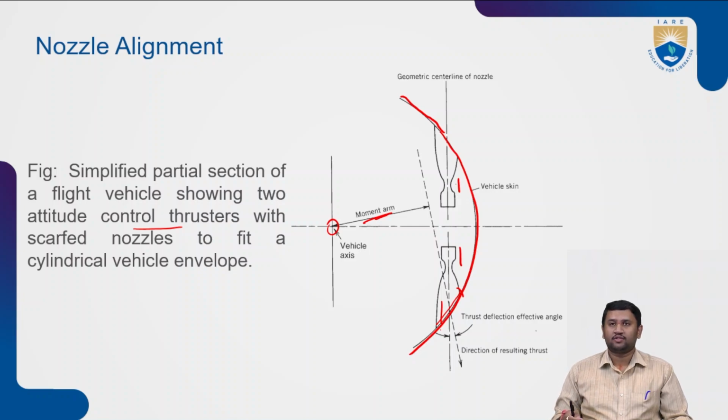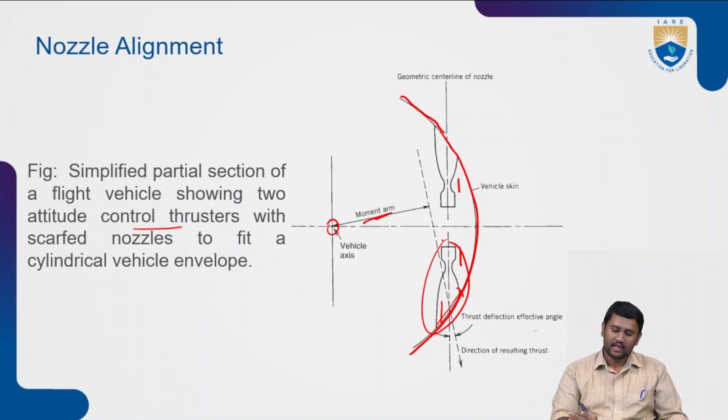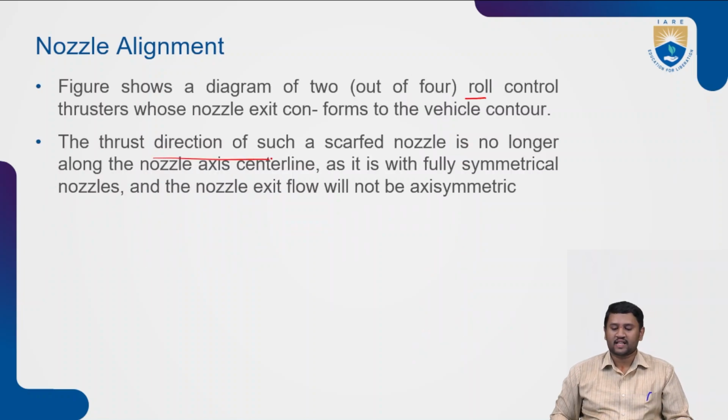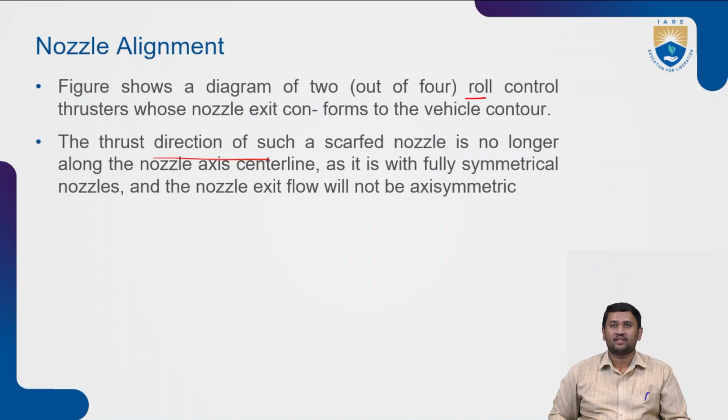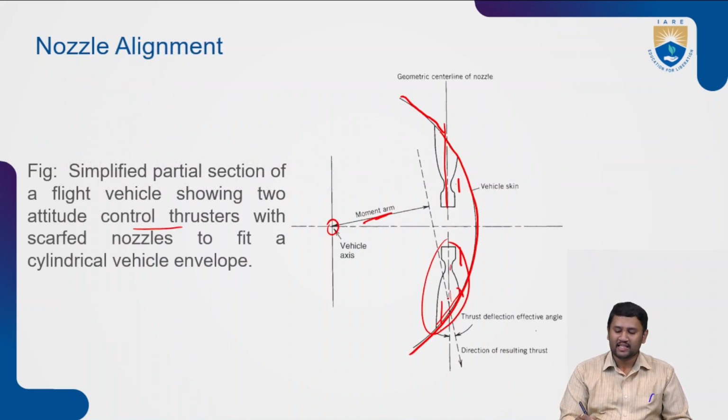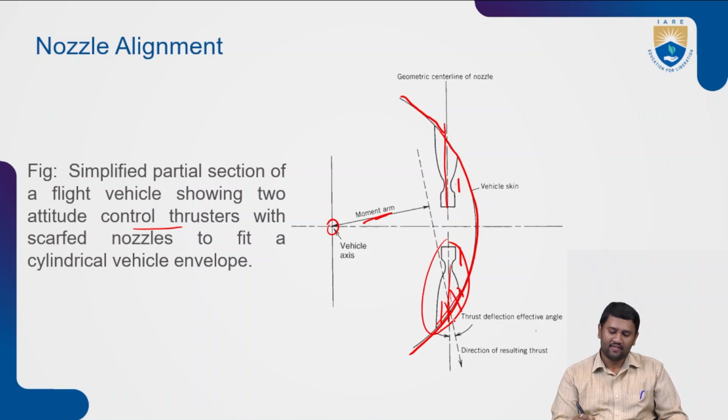So in order to do this, what we should be doing is realigning the nozzle in such a way as to give out the required moment irrespective of the position. The thrust direction of the scarf-filled nozzle is no longer along the nozzle axis center line, that is this, right? As it is not a fully symmetrical nozzle, the nozzle exit flow will not be axially symmetric, right? These will be deviating somewhat out, right? So this is regarding our nozzle alignment for altitude control as well as the rocket engines for rocket vehicles.